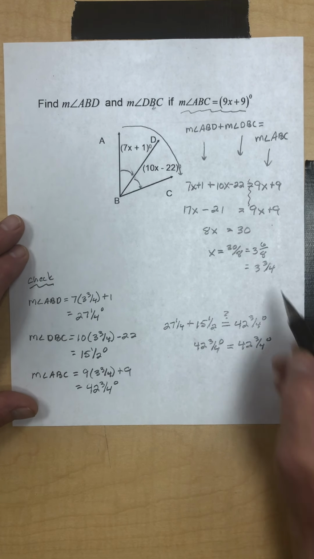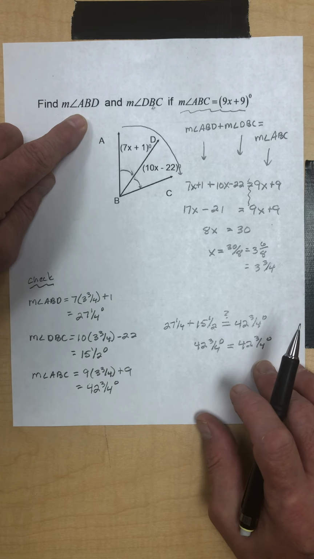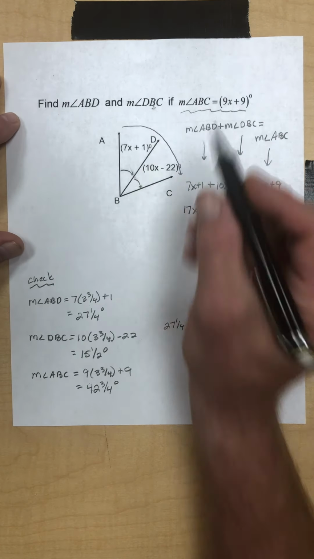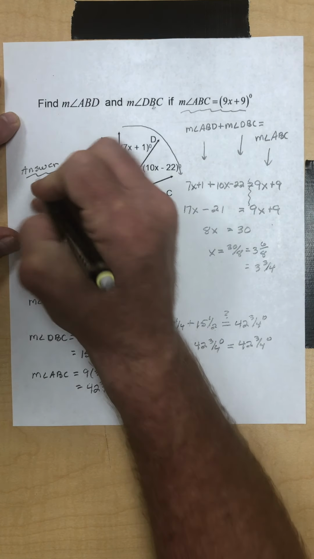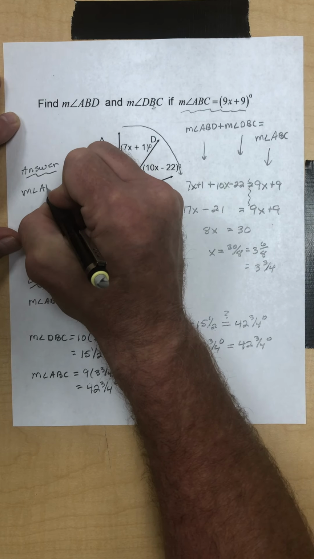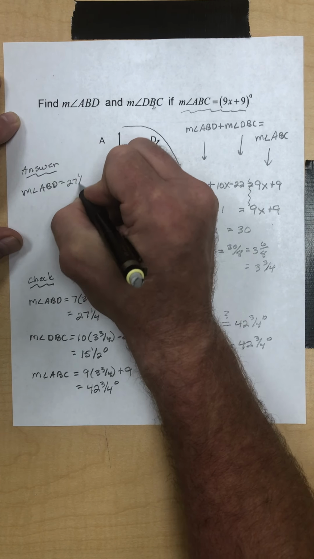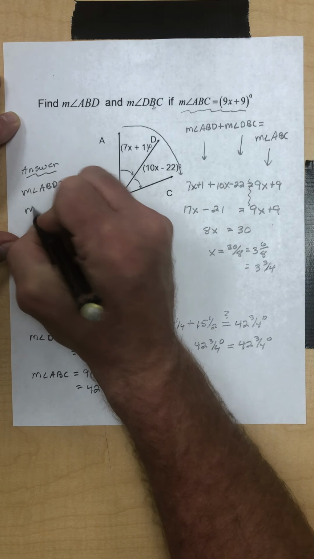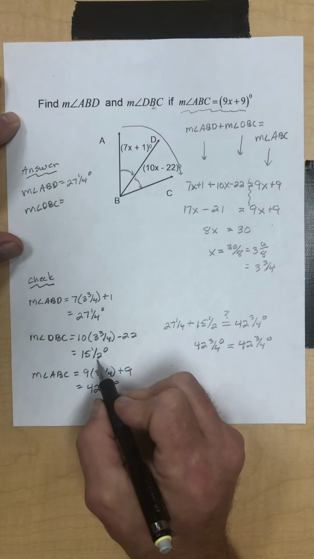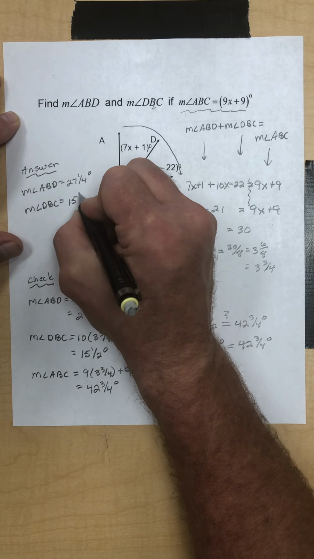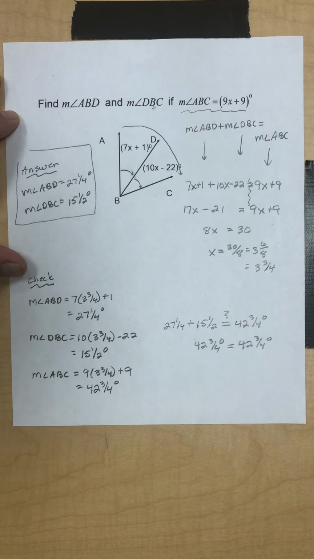Okay, so we should feel good about x being 3 3/4, and then it wants to know what's the measure of ABD and what's the measure of DBC. So your answer: the measure of angle ABD is 27 1/4 degrees, and the measure of angle DBC is 15.5 degrees. Okay, so there's your answer. So we're in good shape there.